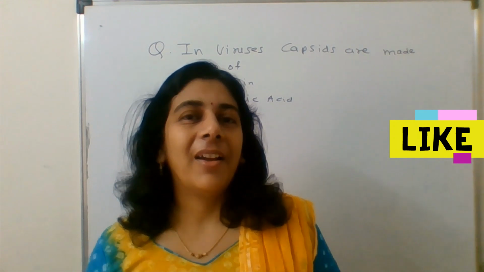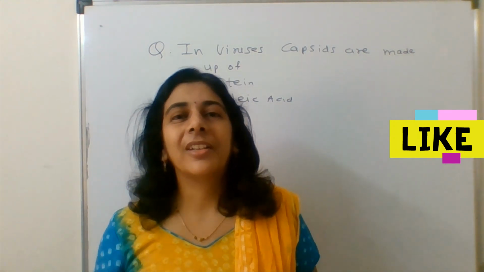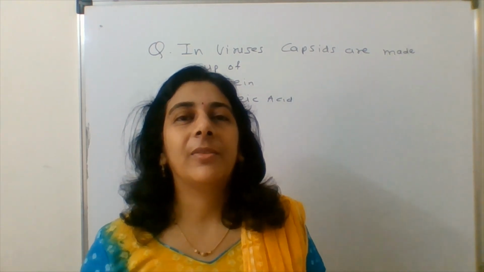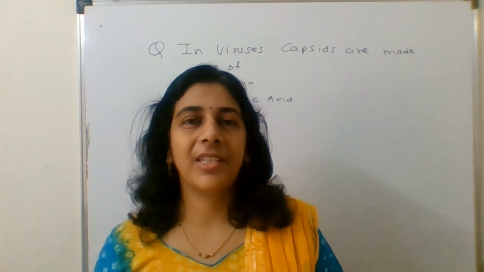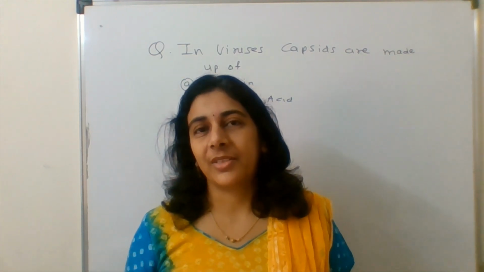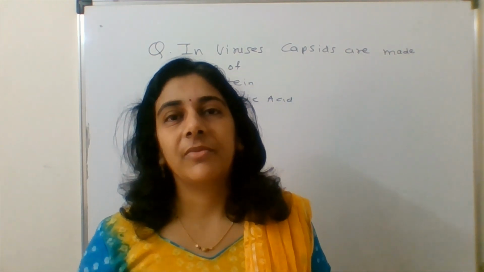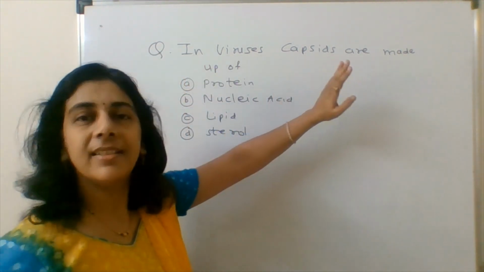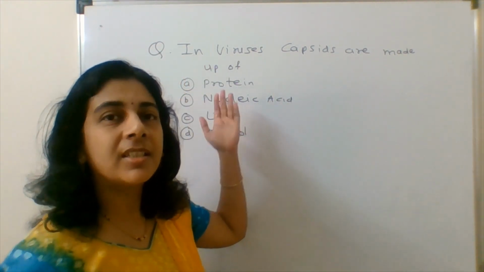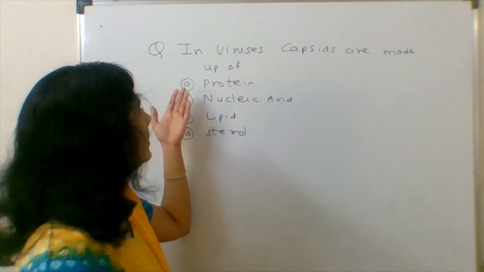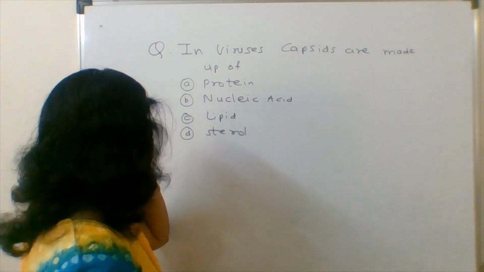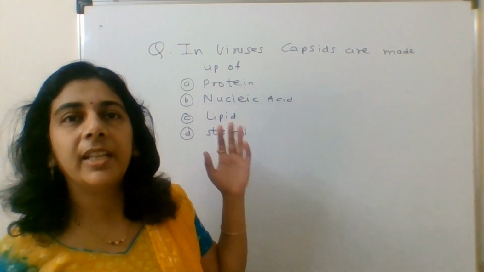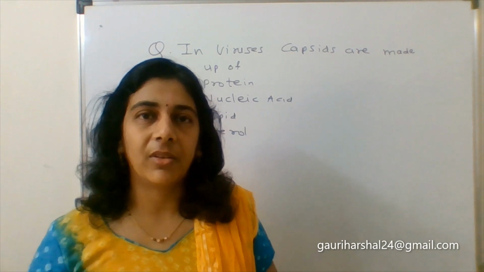Last time I gave this question for my next video. As you know, here we solve questions from the IIT JAM examination in biotechnology. The question we took last time is: in viruses, capsids are made up of. The question is from the viruses. The options are protein, nucleic acid, lipid and sterol.